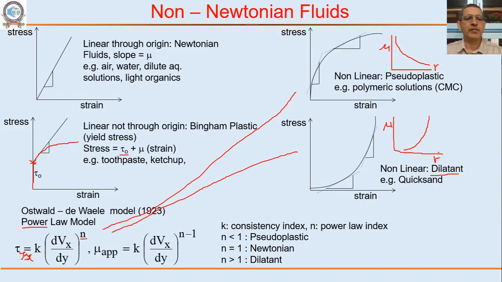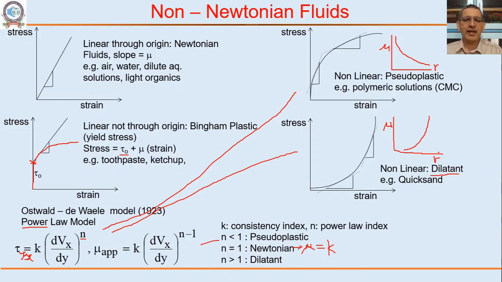Now look at what happens if n is equal to 1. If n is equal to 1, it is a linear behavior, a straight line. It's a Newtonian fluid. So n equal to 1 means Newtonian fluid. That means viscosity would simply be equal to k. That's for a Newtonian fluid. If n is less than 1, then the behavior would be something like this, a pseudoplastic behavior. And if n is more than 1, the behavior would be like a dilatant fluid. So n more than 1 is called dilatant, and n less than 1 is called pseudoplastic.